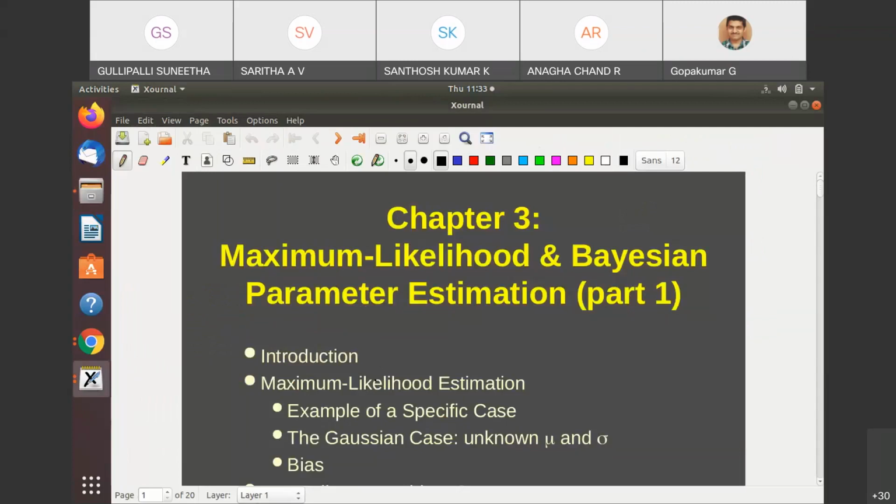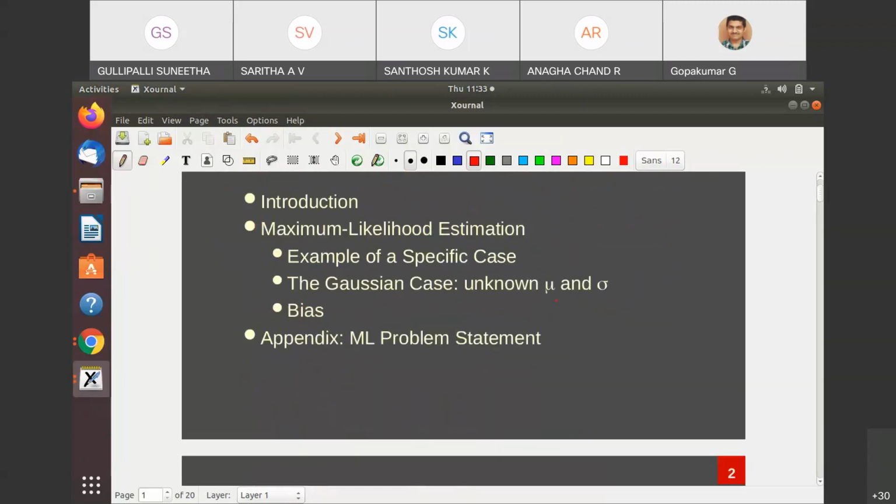So we have two different types of techniques for finding out the parameter, the theta that we have discussed. One method is called the maximum likelihood method, and the second method is called the Bayesian parameter estimation. So maximum likelihood and Bayesian parameter estimation form the first part of our second module. That is what we are going to discuss.